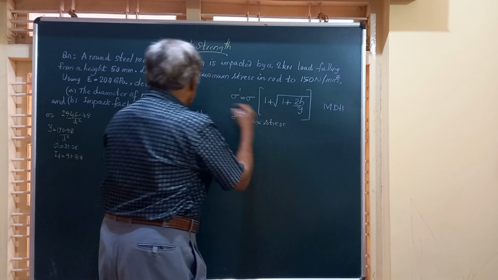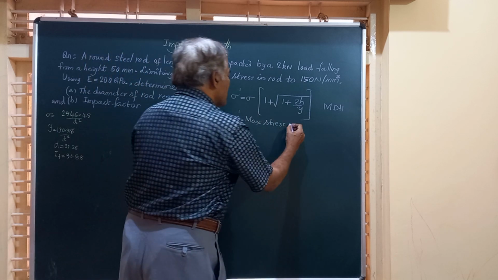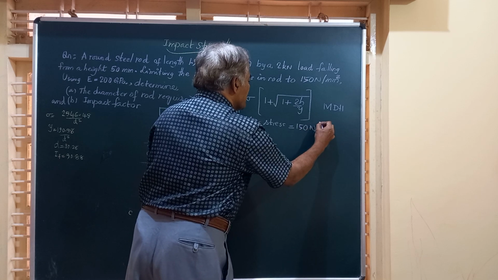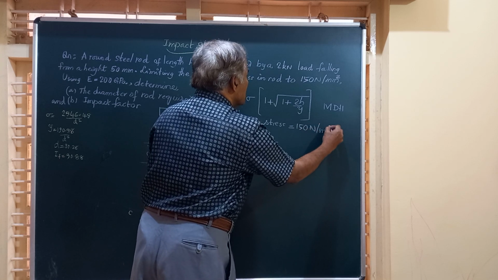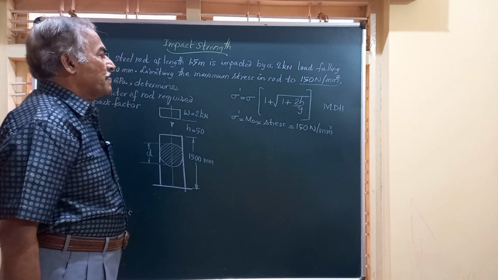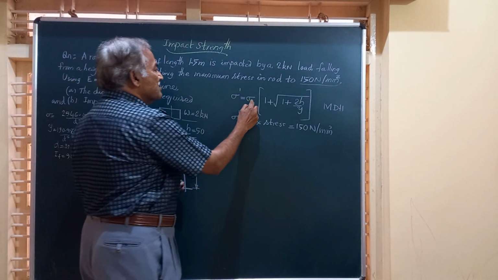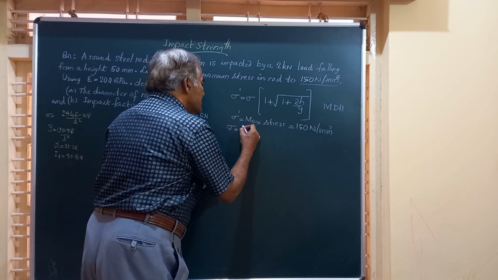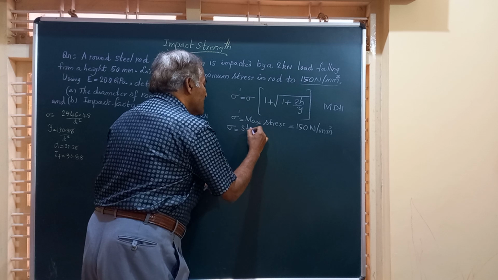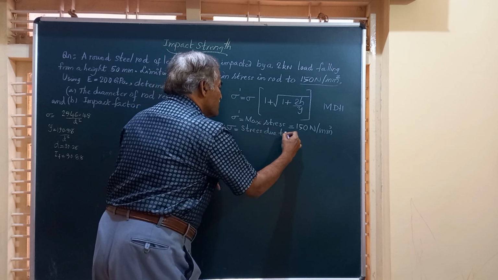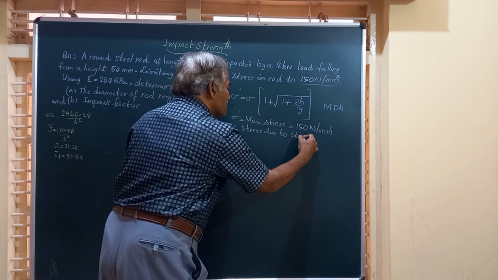In the case of axial loading, it is going to be the compressive stress and its value is given to be 150 Newton per mm square. It is given in the question, 150 Newton per mm square. Friends, next comes this term sigma. Sigma is the stress due to static load, or static stress.